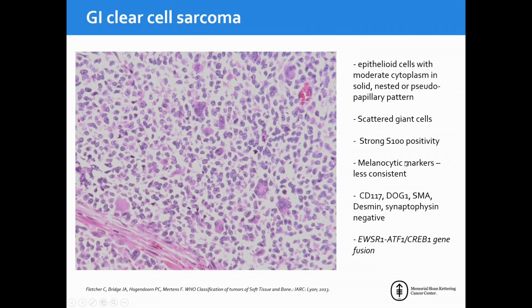GI clear cell sarcoma is another mesenchymal tumor which can show a relatively primitive appearing small blue round cell morphology. But what we typically see in this tumor is the presence of giant cells scattered throughout, and this tumor is usually strongly S100 positive. In this tumor, we can see tumor cells in either sheets or nests or even a pseudopapillary pattern. They are strongly S100 positive, but unlike the clear cell sarcomas of the soft tissue, the melanocytic markers are much less consistent. And we know that these have EWSR1 related gene fusions.